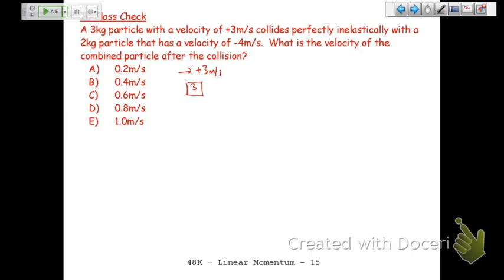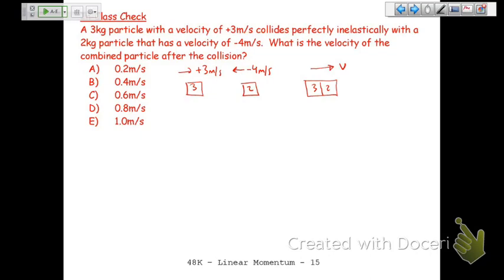It collides perfectly inelastically with a 2 kilogram particle that has a velocity of minus 4 meters per second. And what is the velocity of the combination? I can be really tricky here. I can turn around and say, what's the velocity of the combination after the collision? That kind of gives it away. Apart from saying it's perfectly inelastic, that underlines it. It's perfectly inelastic, buddy. That means that the 2 masses stick together, because I said the combination.